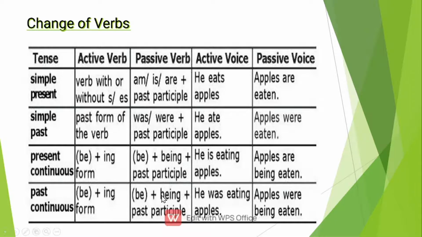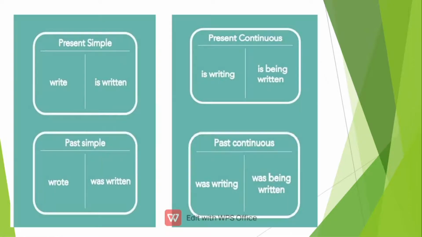The same applies to past continuous. Again you are going to use was or were. Third form of the verb, since ing is there, so we will add being in our passive voice. Okay, you can copy these 4 examples in your notebook for your learning.